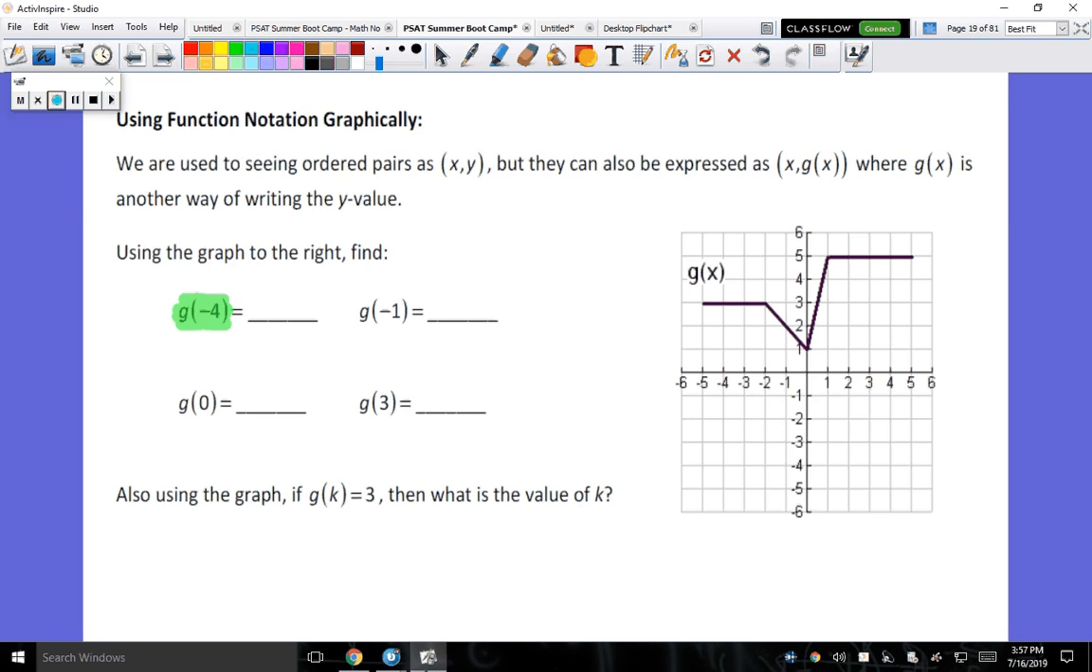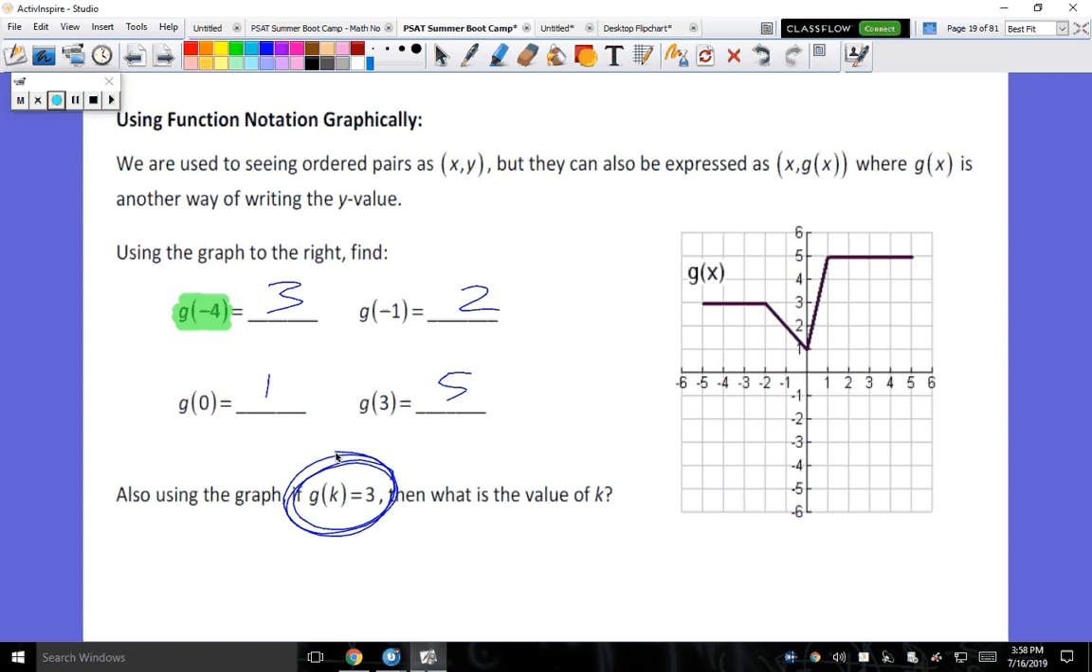That was perfect. So what is the y value on the function g when x is negative 4? Okay? Anyone, what's the answer? 3. What's the g of negative 1? 2. What's g of 0? 1. And g of 3? 5.